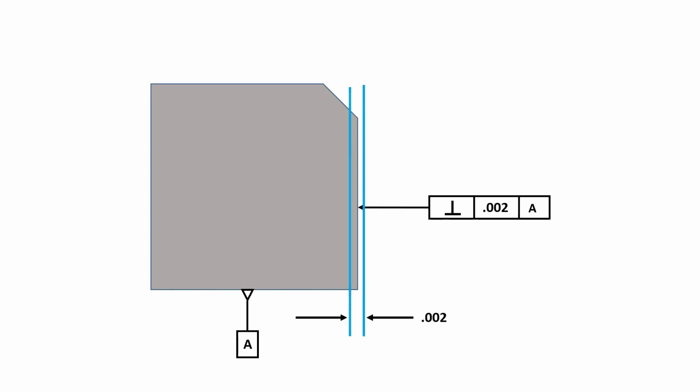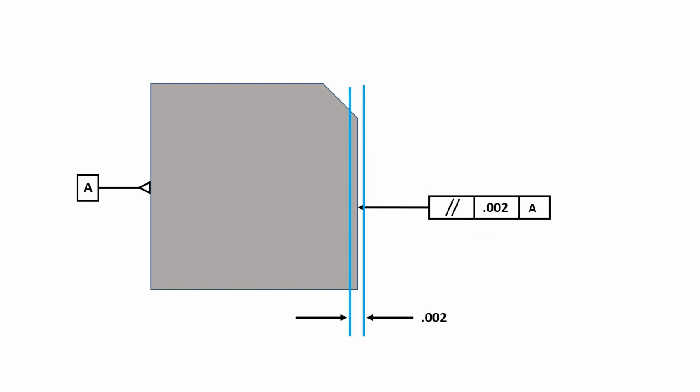Perpendicularity tolerance is the condition of a surface at 90 degrees to a datum plane. A perpendicularity tolerance for a flat surface specifies a tolerance zone defined by two parallel lines, shown here in blue, that are perpendicular to the datum plane, this line here, as indicated by datum A. We understand this callout on this example as this surface must be held perpendicular to datum A within 2 thou.